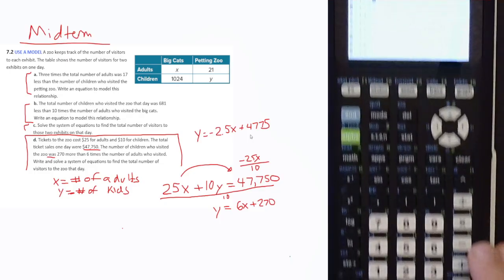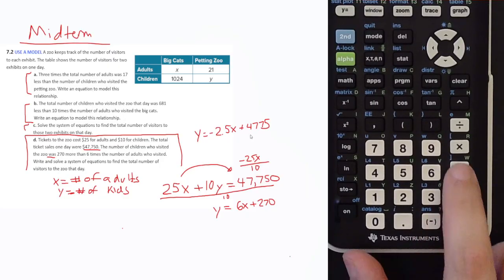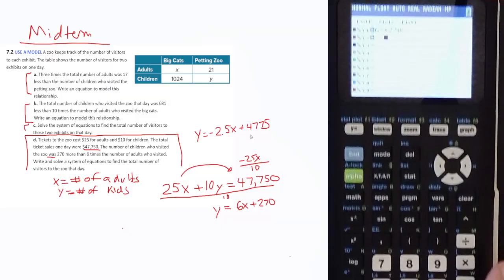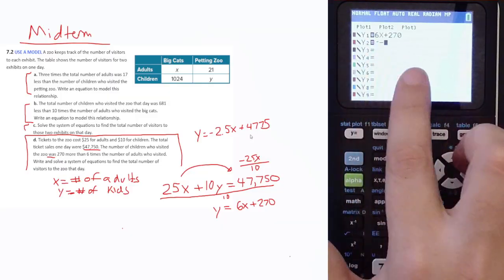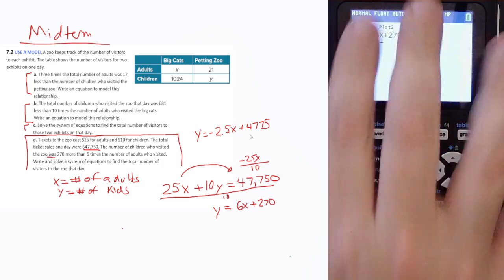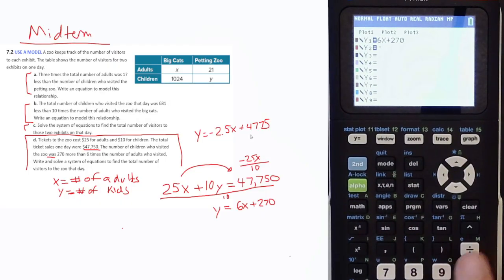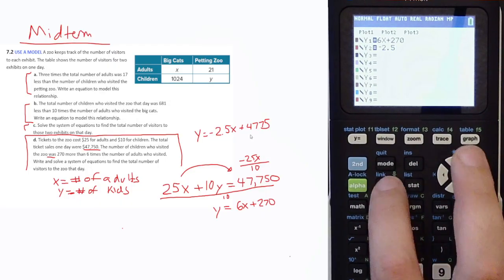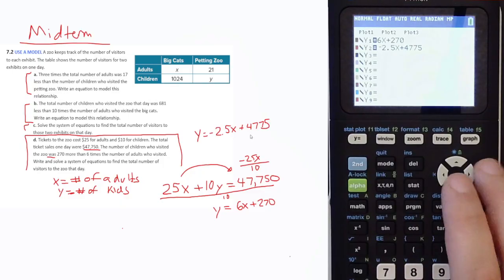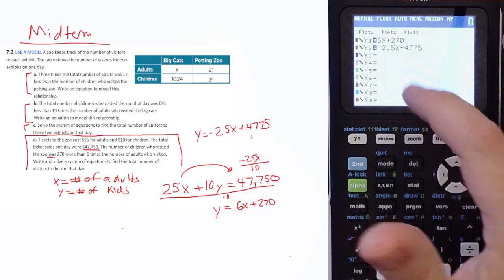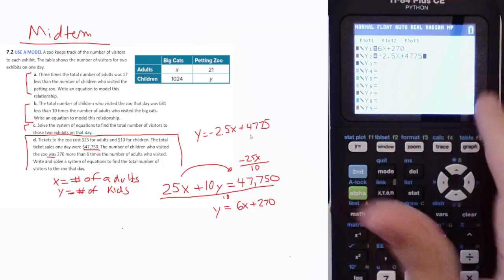So negative, remember the negative is down here. So I'm going to press this one, and then I'm going to press this one. You're going to see that's different. You see it's a negative symbol and a minus. So if you put a minus instead of a negative, it's going to say error syntax. So that's one of the most common mistakes kids make. 2.5x plus 4775.